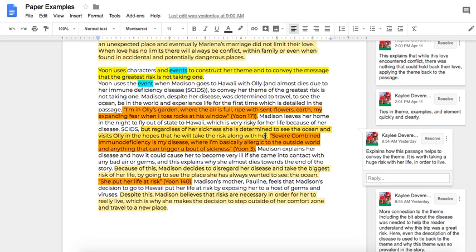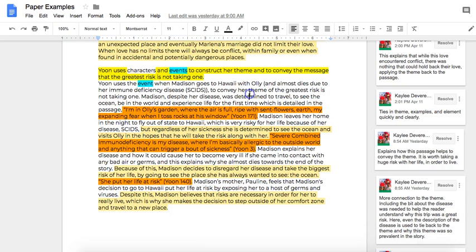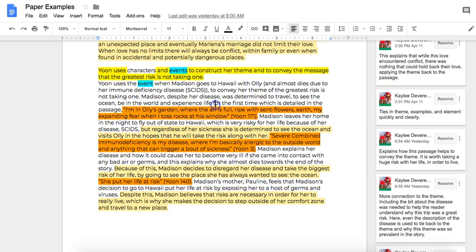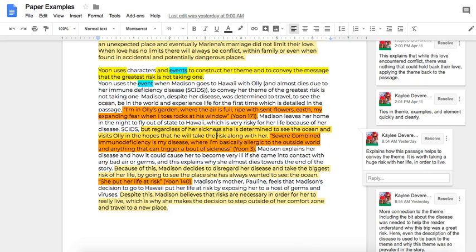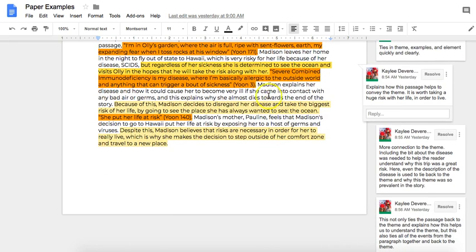So what we get here is an explanation that this event, while risky, helps to show that this girl is determined to travel and to see the ocean and experience life, and she's hoping that somebody will go with her. So it's showing us here that for her, the greatest risk is not taking one because she wants to experience her life. And if she doesn't go to Hawaii, she's never going to, okay? And so right here, the mention of take the risk, that ties us back to the theme.